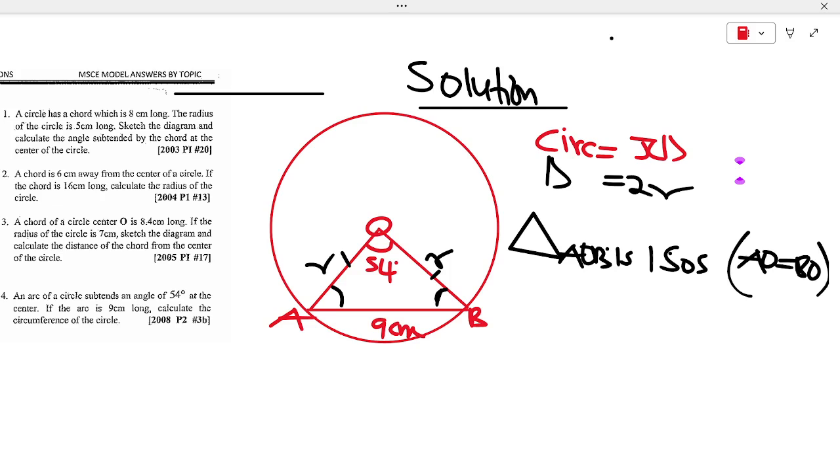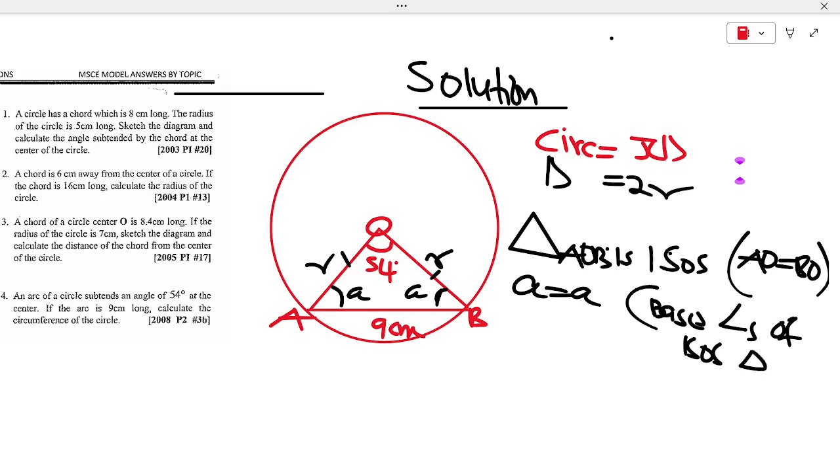That means the angle at A, and the other angle A, are the base angles of the isosceles triangle. So A will be equal to A. Why? These are base angles of an isosceles triangle, right?